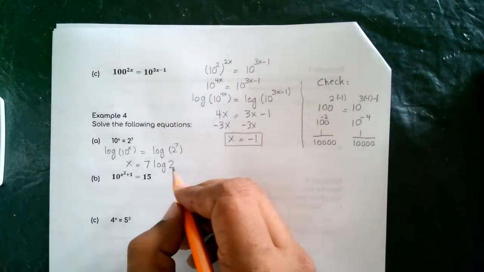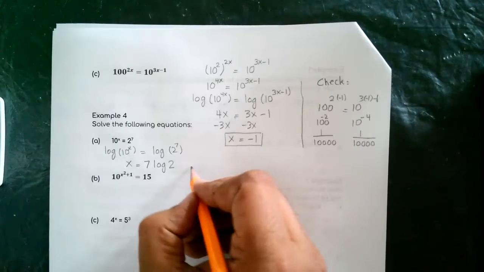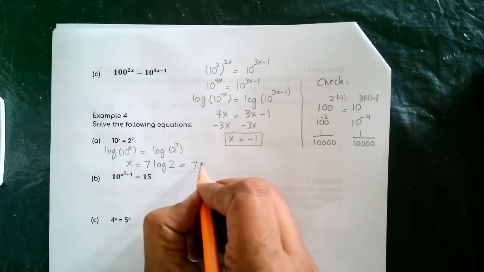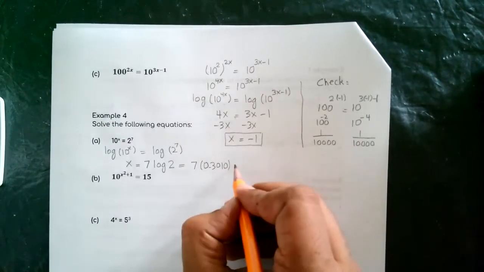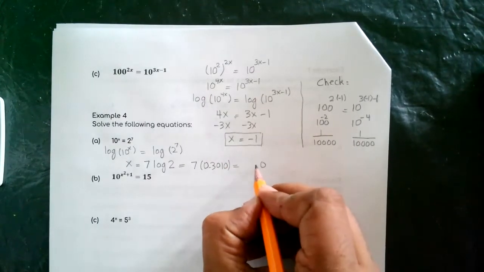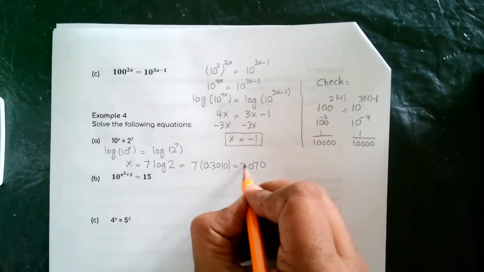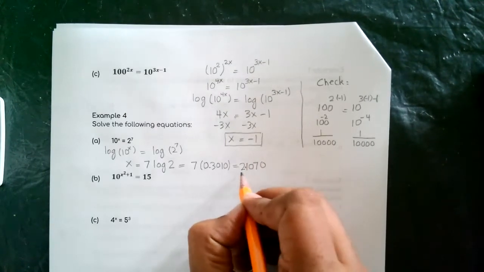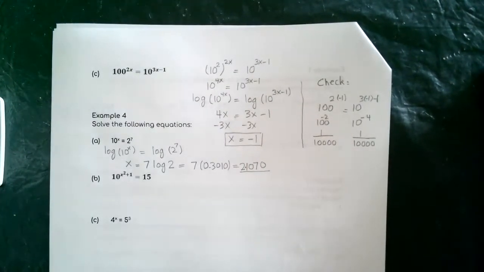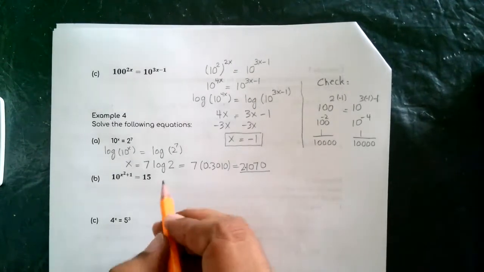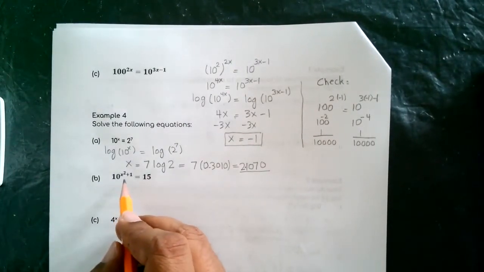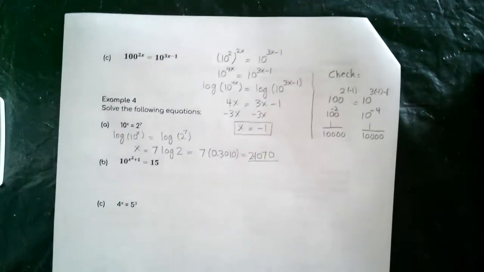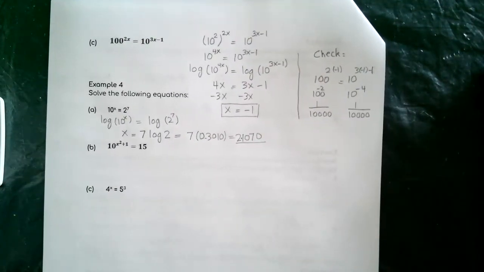Somehow if you know the value of log 2, we remember it was 0.3010, so we just multiply 7 with 0.3010. So it's going to be 2.107. So this is our x. If you don't do it, you just stop here. That is good enough. Now here, 10 exponent x squared plus 1 is equal to 15.